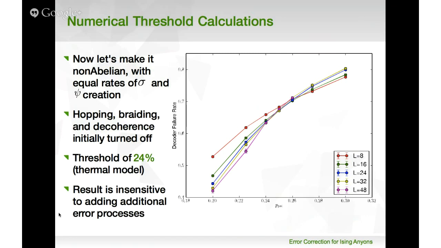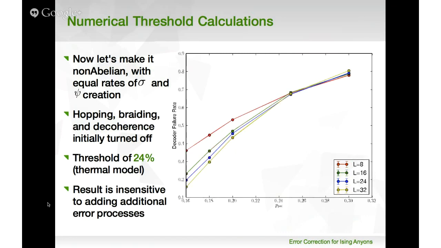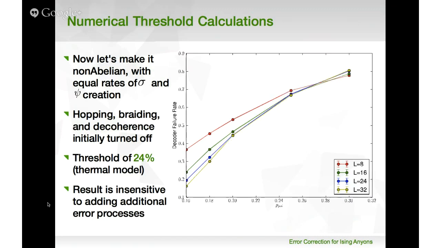But if we now turn on the additional processes, hopping, braiding, these other things, which are non-trivial only in the context of non-abelian anion models, we find some other graphs that we've done. These are preliminary, but broadly speaking, the overall features don't change. We see a threshold or some quasi-threshold around 24%.